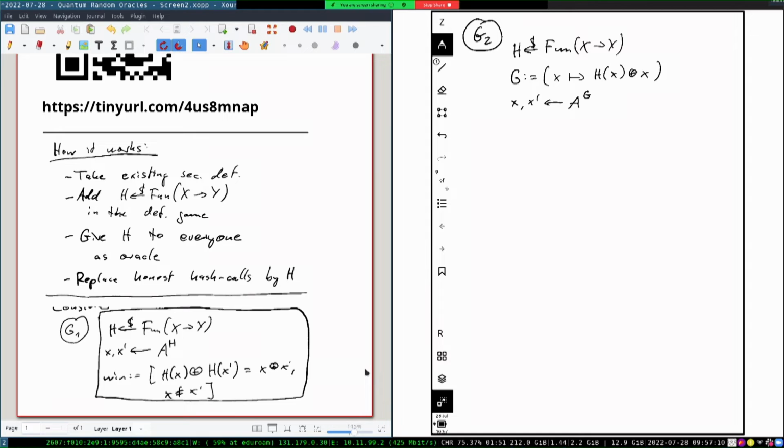So the adversary gets G and makes two queries. Then the adversary wins if G of x XOR G of x prime equals x XOR x prime, and they are different. And this will have exactly the same winning probability. So the winning probability in G2 equals the winning probability in G1.